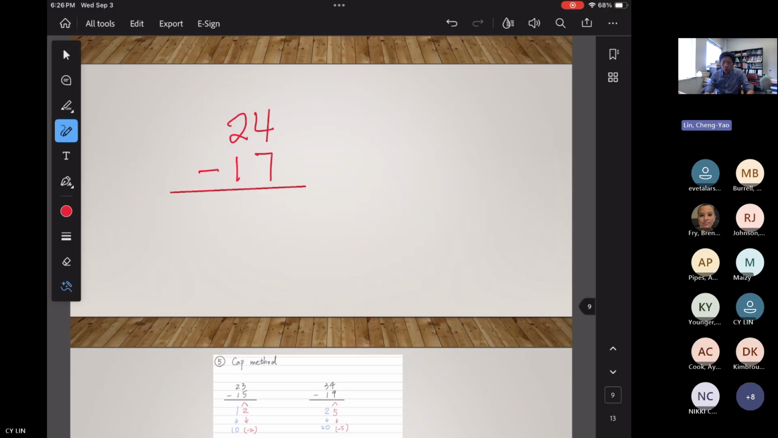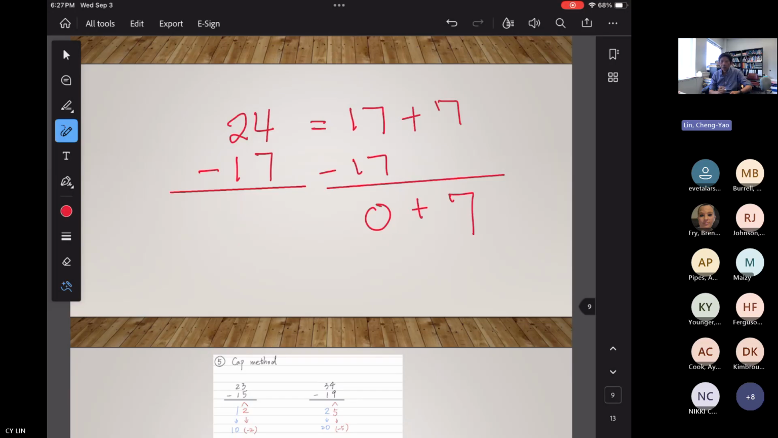All right. Now 24, we can decompose. 24 is 17 and 7. Is that right? Yes. And we still leave 17 there. 17 minus 17, 0. 0 minus 0, so 7. We still have 7 left over. And I have enough money to pay for 17. And I still have $7 in my pocket.